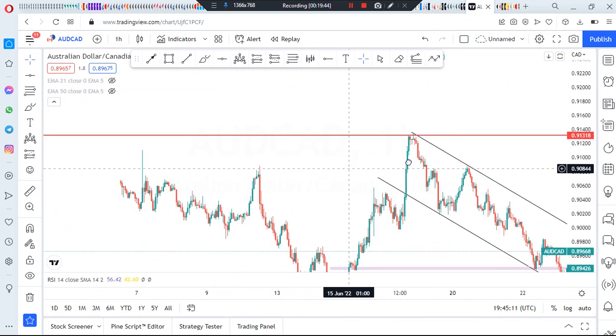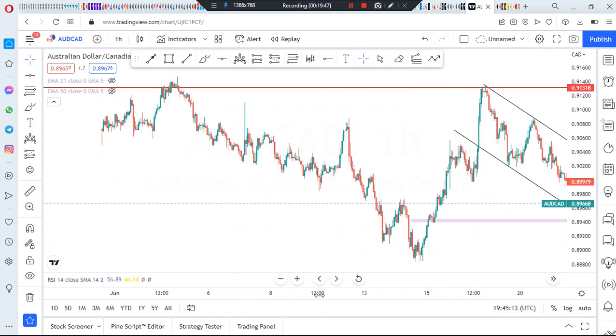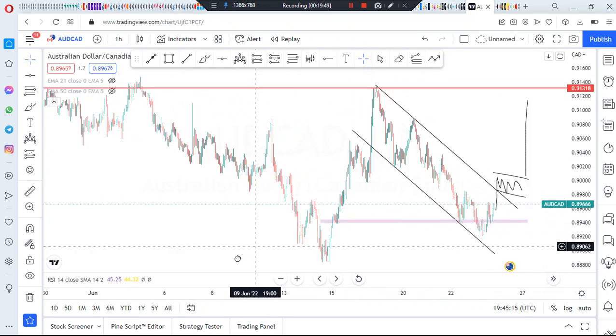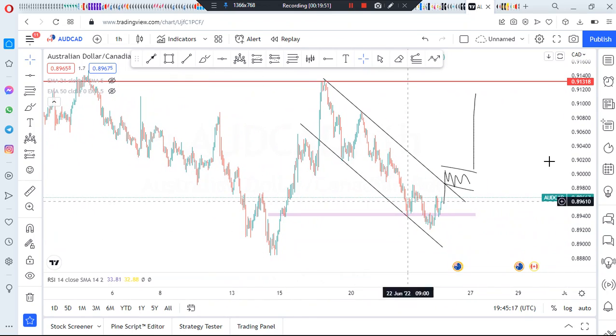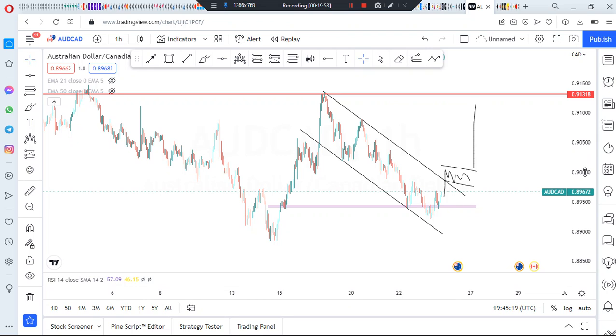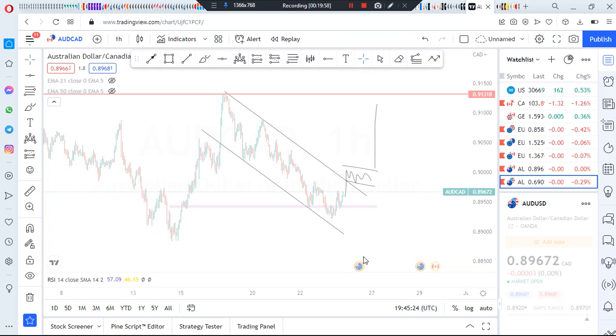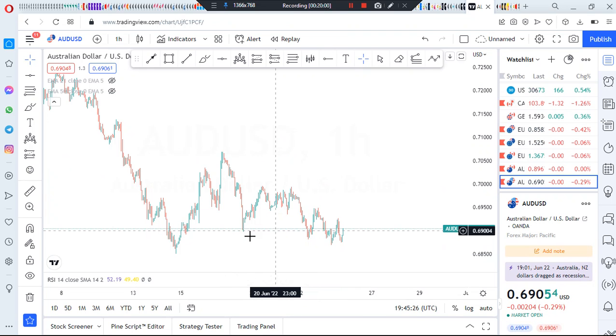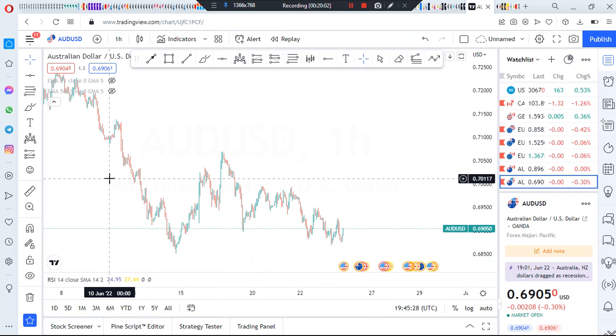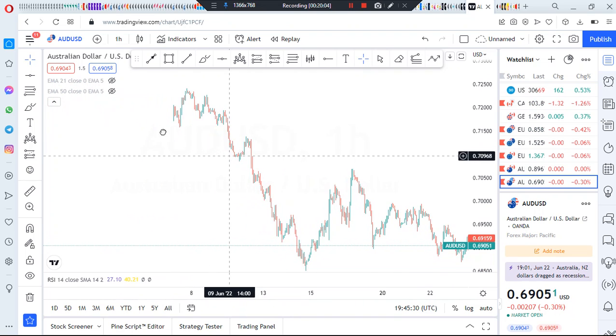Okay, so this is what we are targeting. As you can see, this is our main target. So let's go to the next pair. What do we have here? We have the AUD.